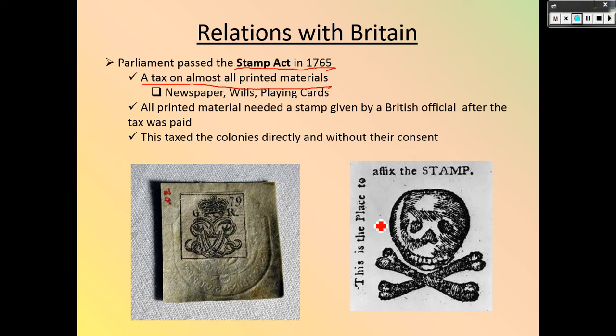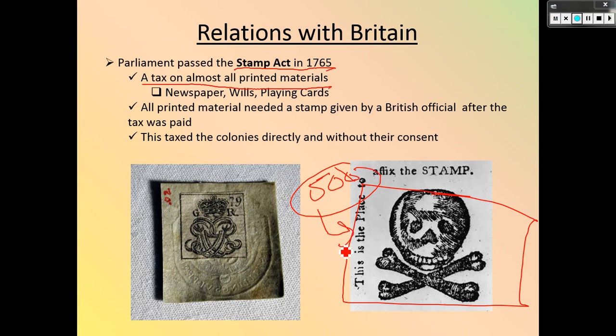I'm going to put my stamp on your piece of paper and you have to pay me 50 cents for that stamp. And I'm telling you, you have to use the paper. I'm making you use the paper and I'm making you pay money to do it. On every piece of paper, you have to pay me 50 cents. So whenever there was a piece of paper of any printed material, you would have to go to a British officer, and then the British officer, after you paid that tax, would stamp your paper. He would give you a stamp. That's why it's called the Stamp Act.